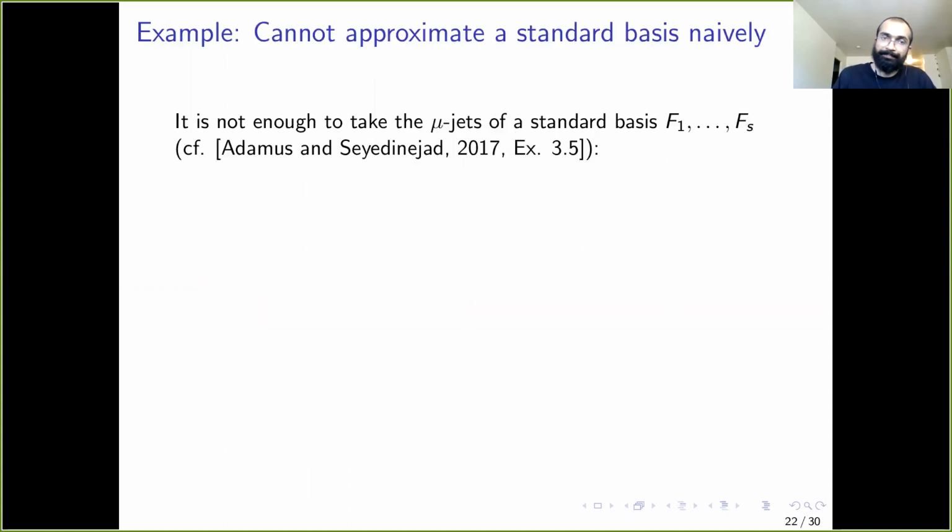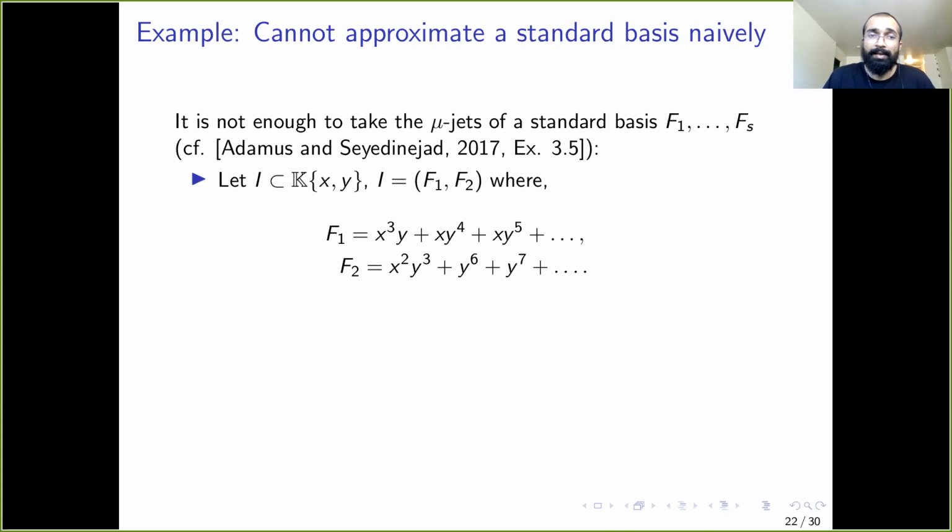So there are a couple of things that I want to go through quickly. The first is, it's a natural question to ask, if you have a standard basis, can you just simply take polynomial truncations of it and get something that's a standard basis? So this is not true in general.